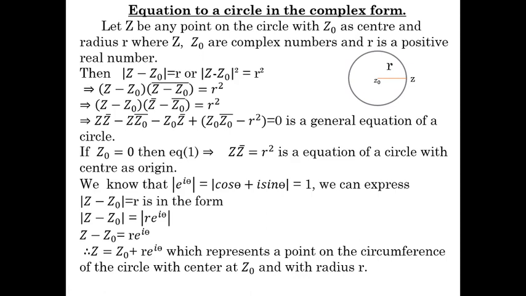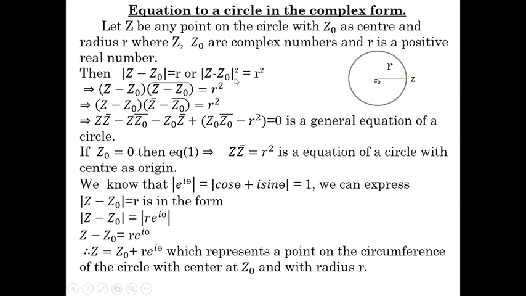Equation of circle in the complex form. Let z be any point on the circle with z0 as a center and radius r, where z0 and r is a positive real number. That is, these two are the constant. Consider mod of z minus z0 is equal to r. Squaring on both sides, mod of z minus z0 whole square is equal to r square.